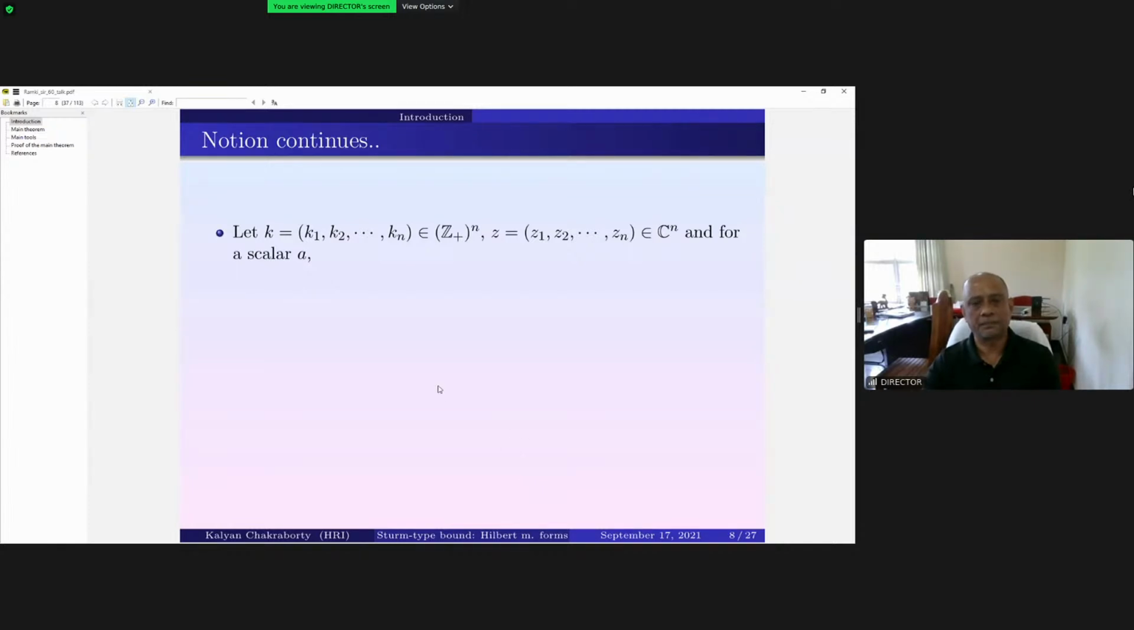Now you have to fix some multi-index notation, because we'll be dealing with Hilbert modular forms. So k for me is (k_1, k_2, ..., k_n), positive integers, and I am not putting any condition, no parallel weight, nothing, so they could be all distinct. And z is (z_1, z_2, ..., z_n). For any scalar a, z^k will be this multi-index notation: the product of z_j to the power k_j, j equals 1 to n. Gamma^k is similar, and k_0 for me will be the maximum of k_1, k_2, up to k_n. This will be fixed throughout. And a to the power k is simply a to the power of the sum over j equals 1 to n of k_j for this multi-index notation.